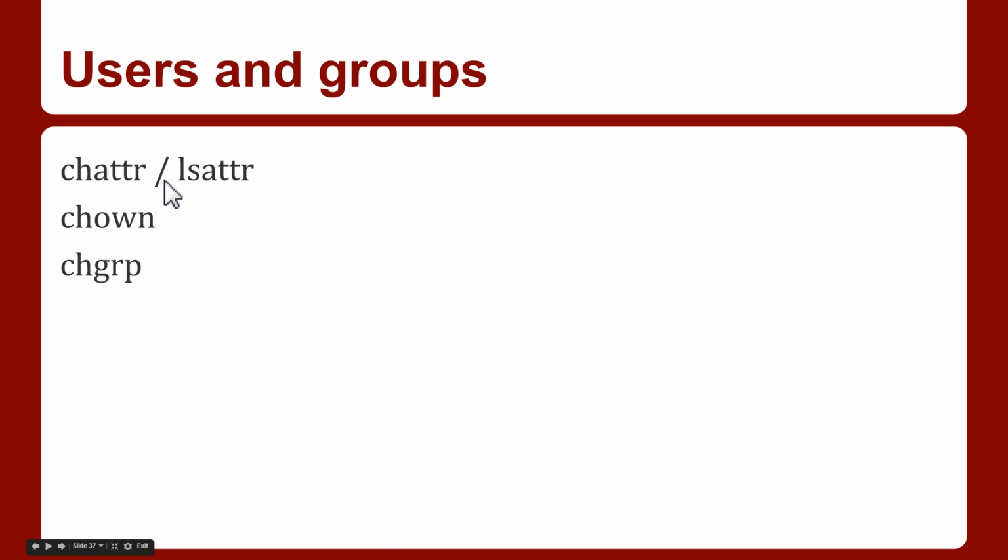So chattr is different from chmod, and lsattr is different from ls. They influence and allow you to see the extended attributes of a file, and those are important to consider. I do believe I covered them a little bit earlier. chown changes who owns the file, and chgrp changes the group of the file.